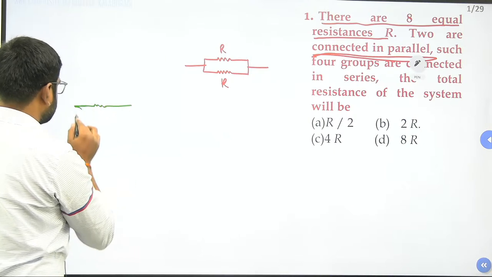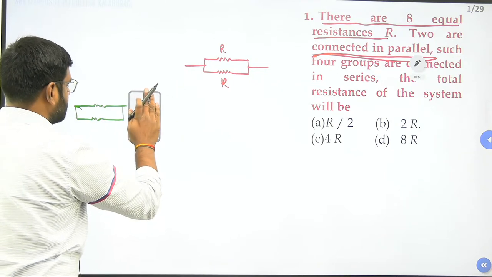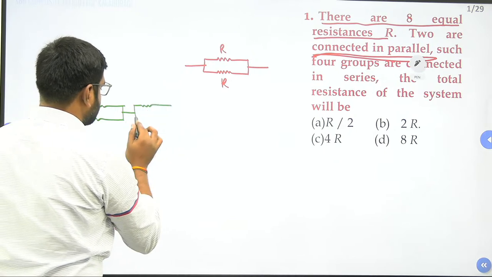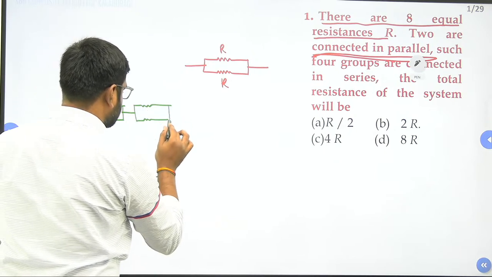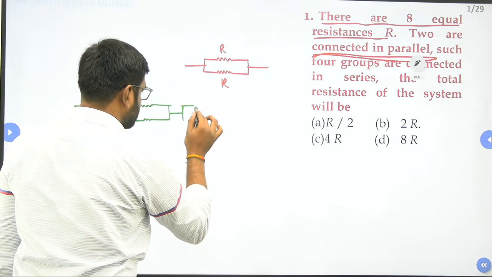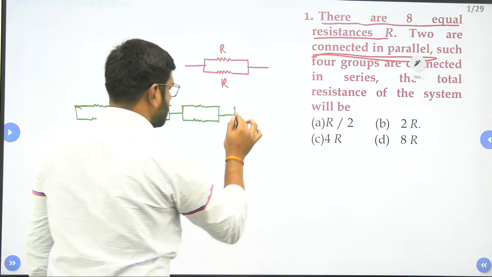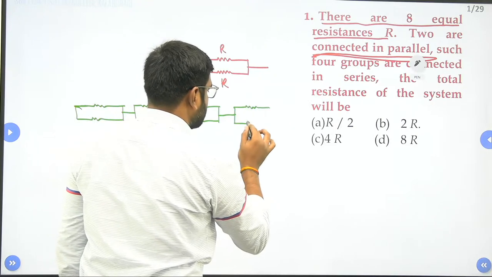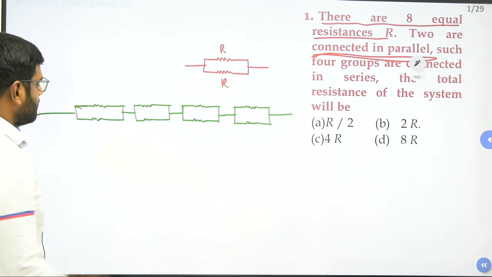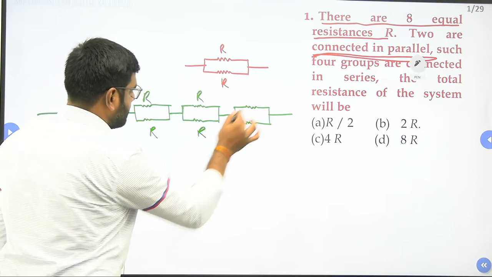First, a combination of 2 resistors connected in parallel, and then the next 2 are connected in the same way, but they are connected in series with the previous one. Next, again 2 resistors in parallel combination are connected in series, and next another 2 resistances are connected in parallel, and the combination will be series. So this is the way. This is R. All the resistances are identical.